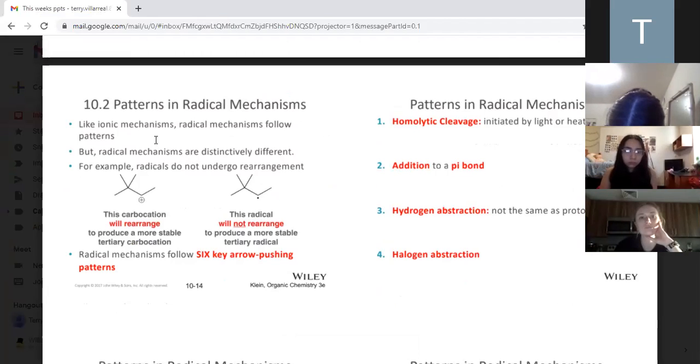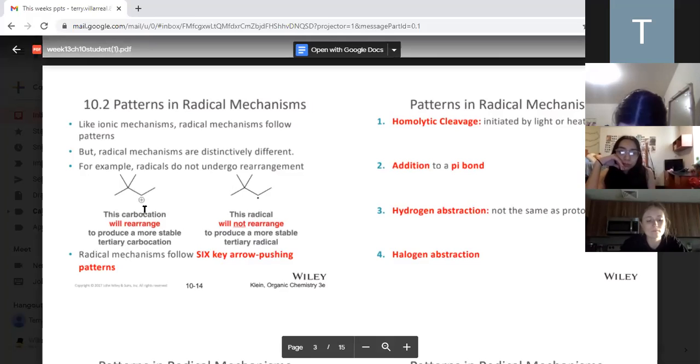Like ionic mechanisms, radical mechanisms follow patterns, but radical mechanisms are different. Radicals do not undergo rearrangement. That is one of the benefits of radicals, is that we don't have to worry about hydride shifts or methyl shifts or stuff like that. They just kind of stick where they're at. The only time you have to worry about that happening is if you have a conjugated double bond nearby, like if you have a resonance. So like this carbocation here, it's a secondary next to a quaternary, so you have the methyl shift normally, but this here, not gonna happen.